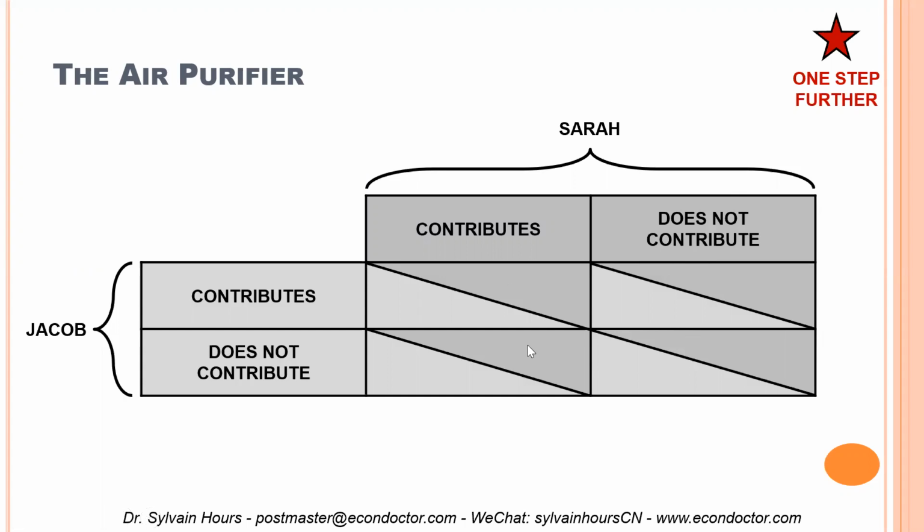And then you have each cell, which represents a combination of strategies. And we are going to put 2 figures. The first one, in the light gray color, will be Jacob's net benefit, and the darker gray area will be Sarah's net benefit.